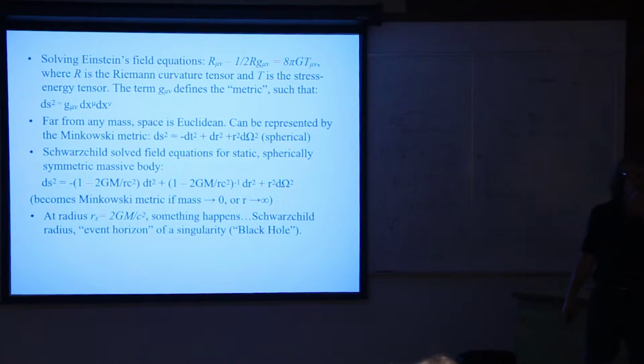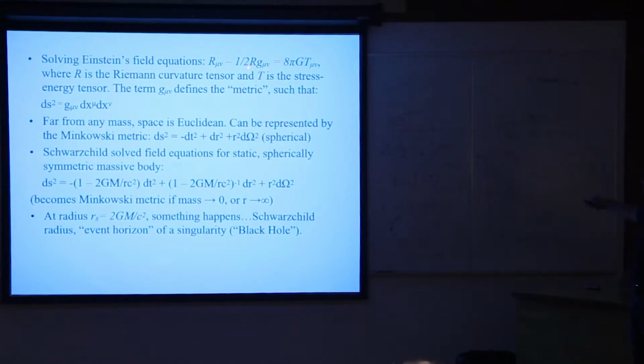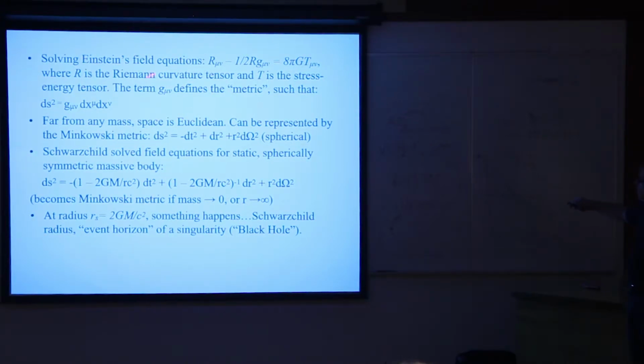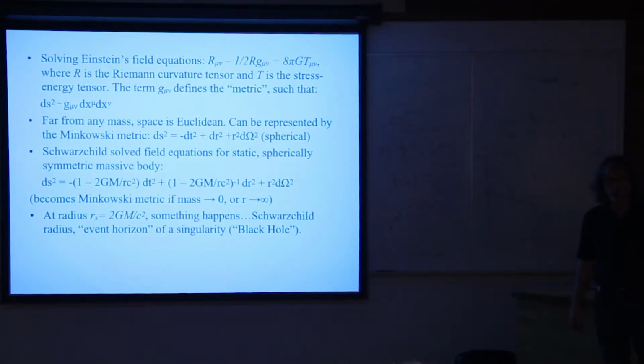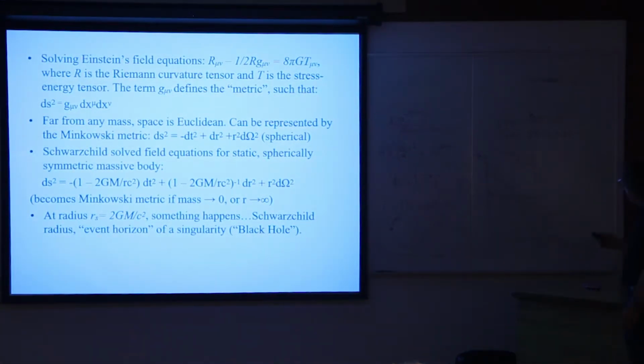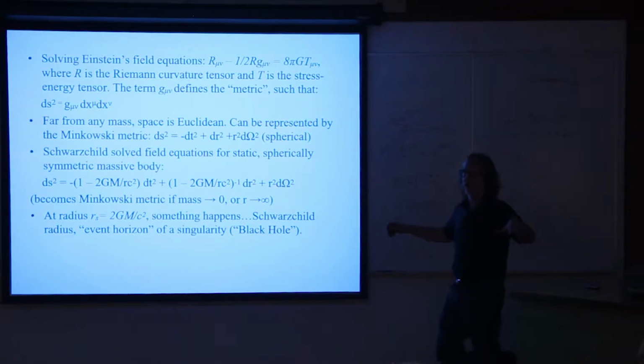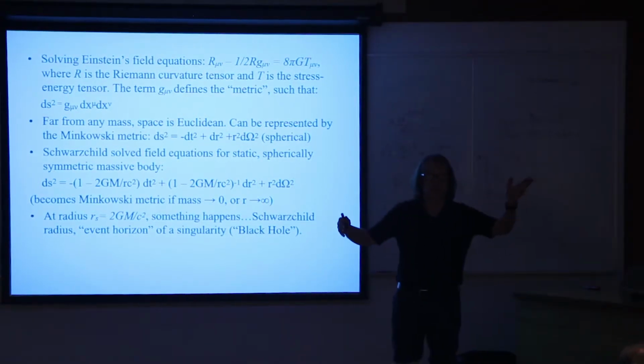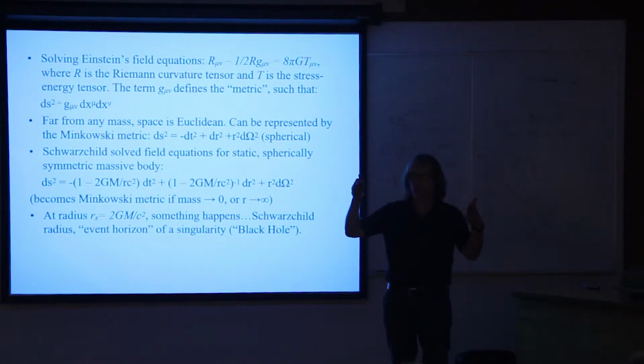Now you're going to go back to Einstein's field equations, and you can look at these things. Here's a simple equation that relates R, which is the Riemann curvature tensor, to T, the stress-energy tensor. This is basically all field equations done in tensor form. But this g_μν term is really what we're interested in here. This defines the metric. The metric is what's related to the geodesics that we were talking about, the paths that photons would follow. So if you go far away from any kind of mass, space is Euclidean. So basically any of the lines that a photon would follow is essentially a perfectly straight line with no curvature whatsoever.